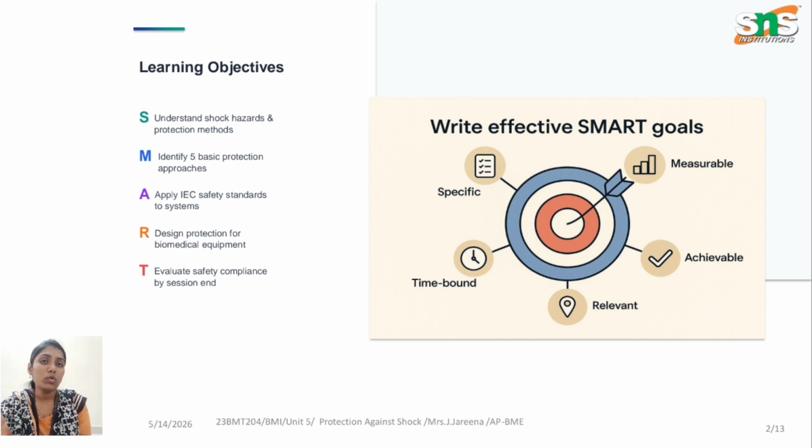Out of the different protection methods, we are going to focus on the five basic protection approaches which are commonly used in hospitals. We will also focus on safety standards and systems, how we apply them and what the different safety standards are. We will discuss a few design protections for biomedical equipment. Finally, we end with safety compliance: how to evaluate the safety compliance of each and every medical device.